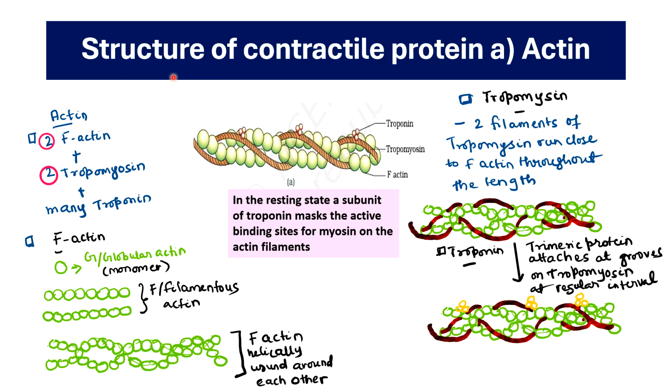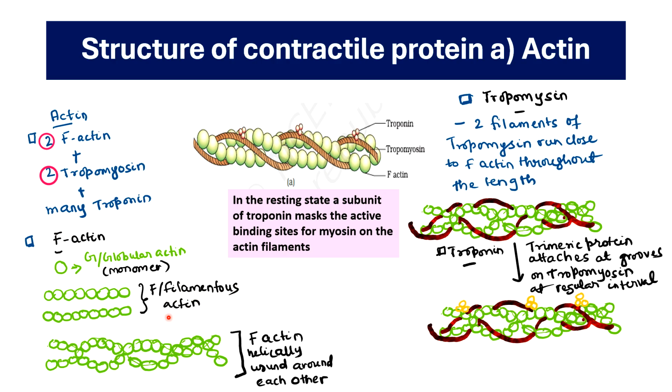Now let's understand the structure of the contractile proteins, actin and myosin. So we'll start with actin first. This is the structure of actin. Actin is actually made up of three important components: F-actin, tropomyosin and troponin. Now, F-actin is also known as filamentous actin.